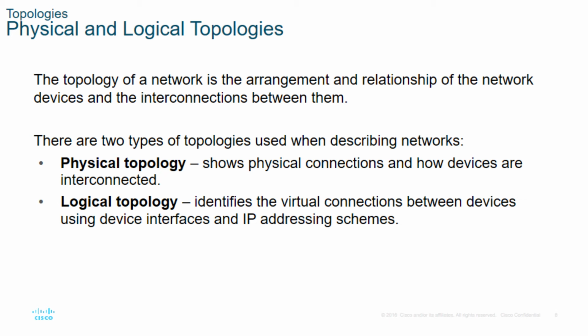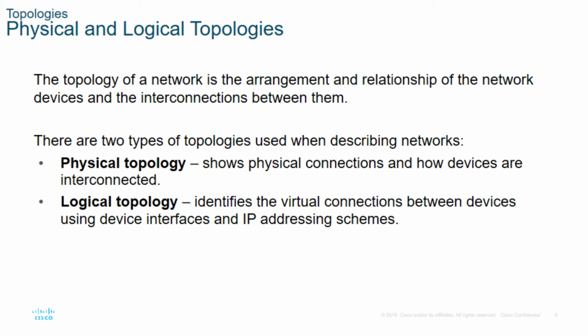So there are two types of topology used when describing the LAN and WAN network. Number one is physical and number two is logical. Physical identifies the physical connections and how end devices and intermediate devices like routers, switches, and wireless access points are interconnected. The topology may also include the specific device locations such as the room number, location, and the equipment rack.